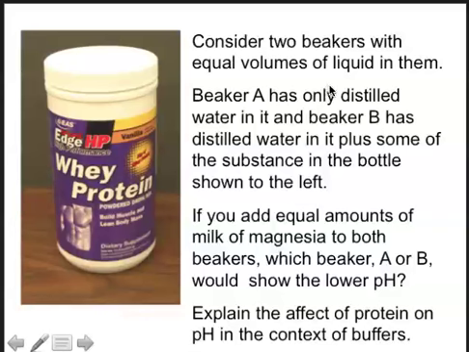So here's our question. You've got 2 beakers with equal volumes of liquid in them. Beaker A has distilled water, and B is a protein solution. So we've dissolved this in some water. If we added equal amounts of milk of magnesia to both beakers, which beaker would show the lower pH? Okay, so what does milk of magnesia do to distilled water? It elevates the pH. Distilled water has no buffering capacity. If we added the milk of magnesia to the protein solution, the pH would not change significantly. So the lower pH is going to be in the solution that contains the protein powder.